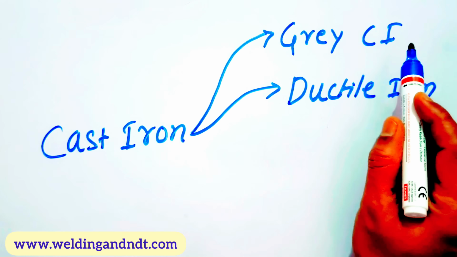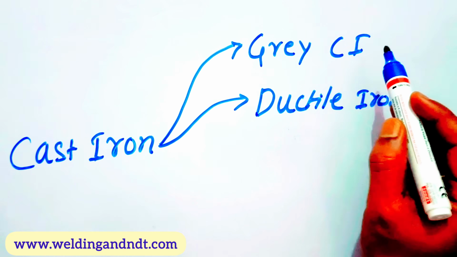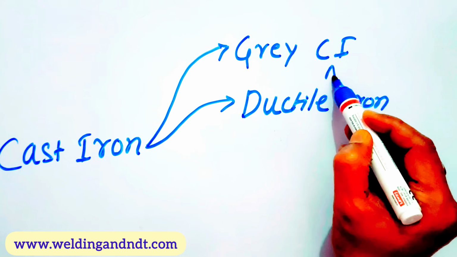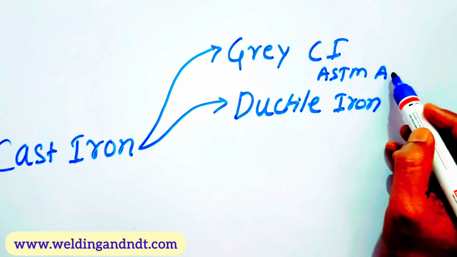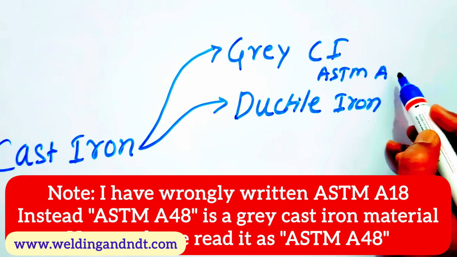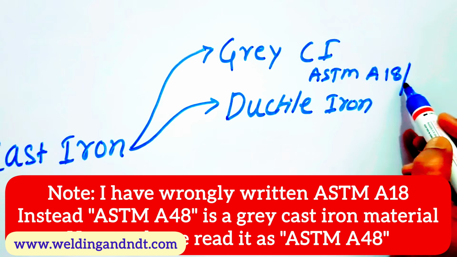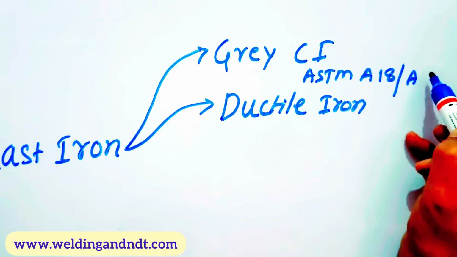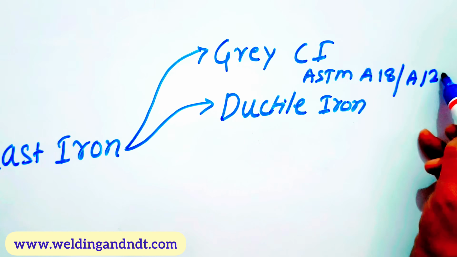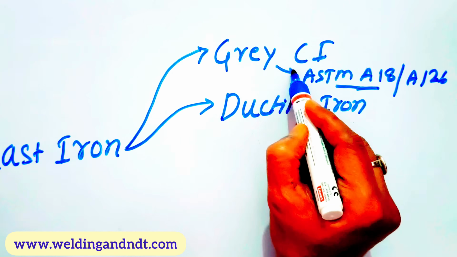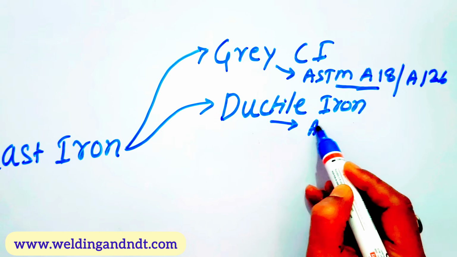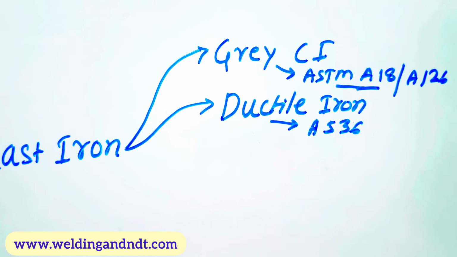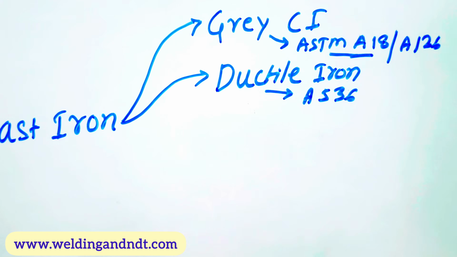In grey cast iron, you have material grades like ASTM A18, or you have another material grade, that is ASTM A126. So these material grades fall into grey cast iron. In ductile iron you have material grade like ASTM A536. So ASTM A536 falls into ductile cast iron grade.